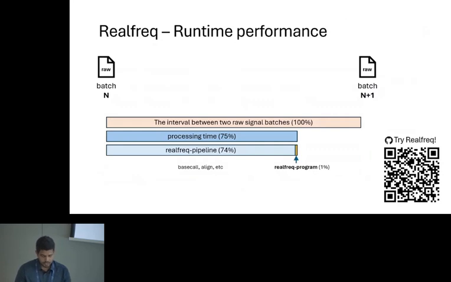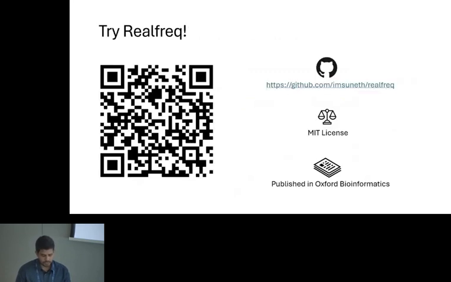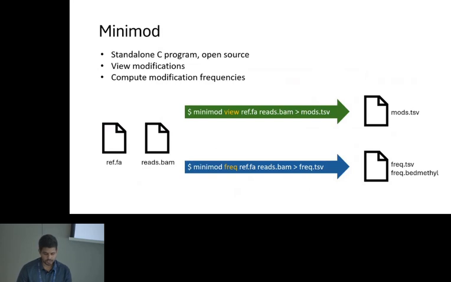So talking about the runtime performance, if we consider the time between two batches of raw signal files as 100, the processing part only took 75%, where the RealFreq program only took 1% of it, which is very efficient. If you want to try RealFreq, you can visit this link. It is publicly available on GitHub under the MIT license. Also, we have published it in Oxford Bioinformatics.